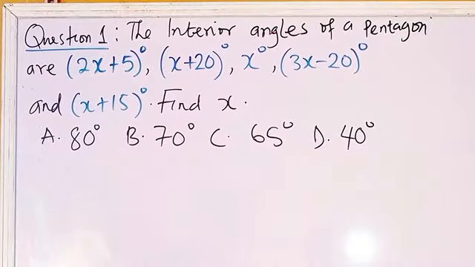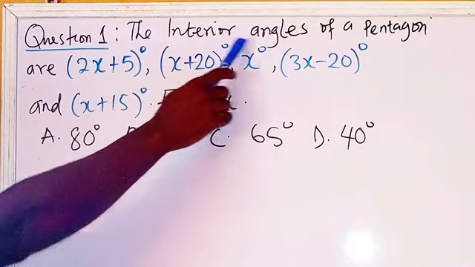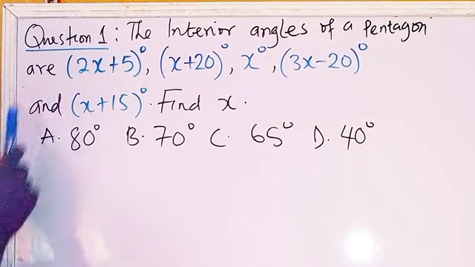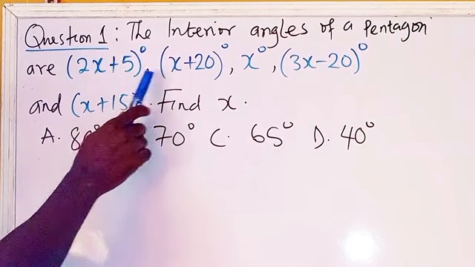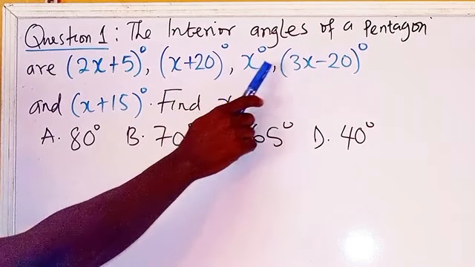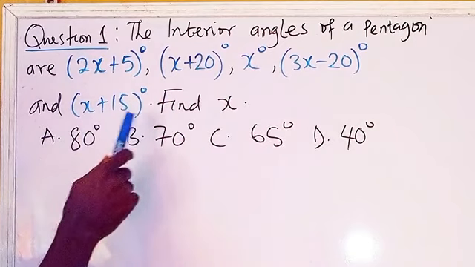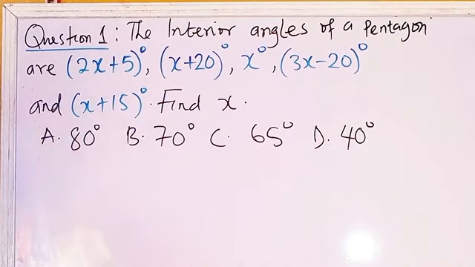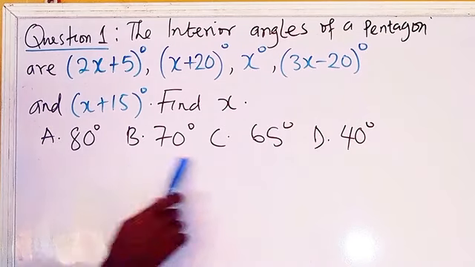This is our first problem under triangles and polygons. Let's just say the angles of the pentagon are 2x plus 5 degrees, x plus 20 degrees, x degrees, 3x minus 20 degrees, x plus 50 degrees. So we want to know the value of x. So we have these options here.